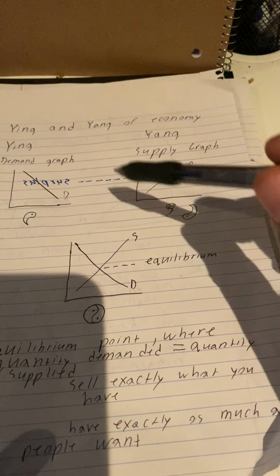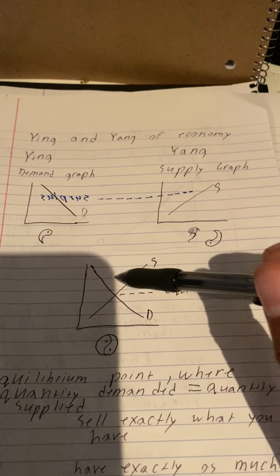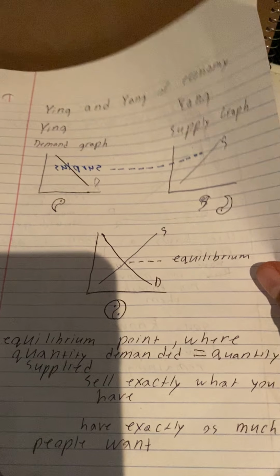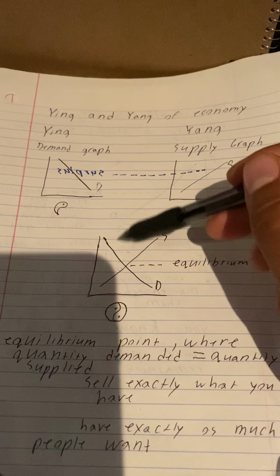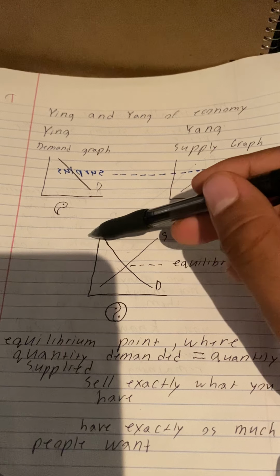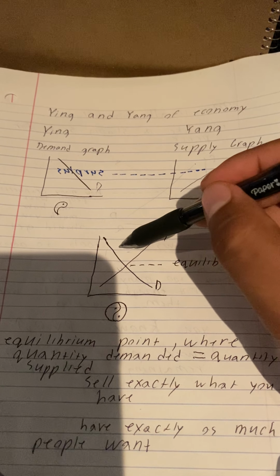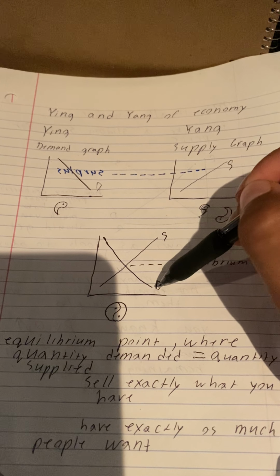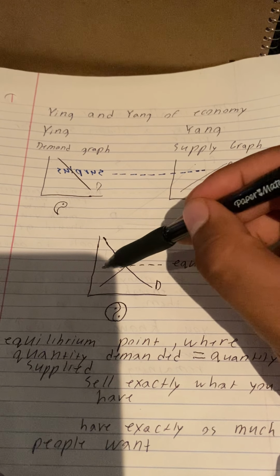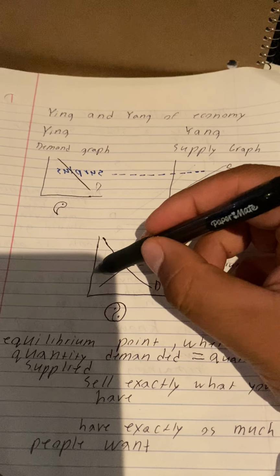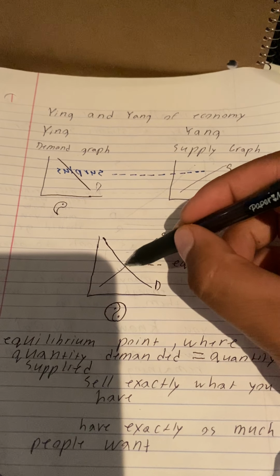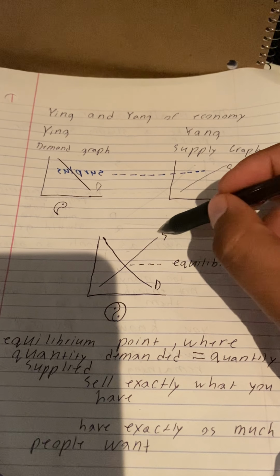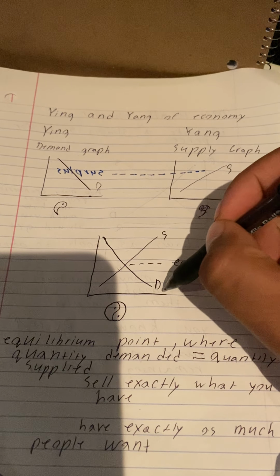So that's what I mean. This is the equilibrium point, where supply is equal to demand. And the price is just at the center. So the price is just enough to where producers want to supply as much as people want to demand.